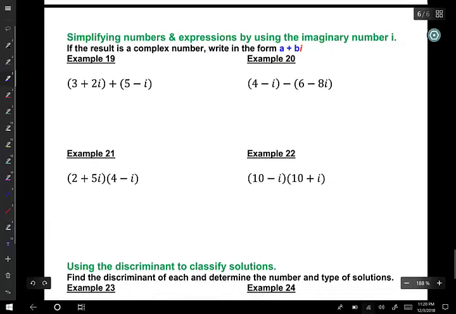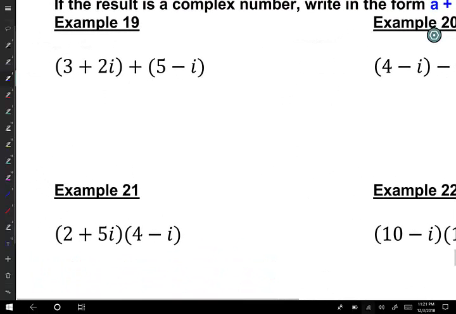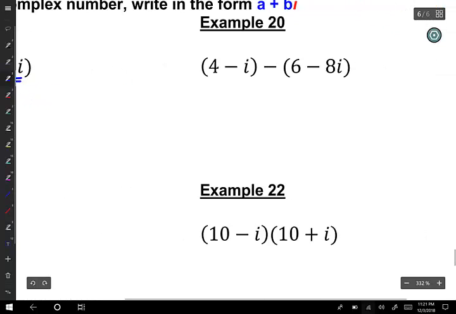Let's go down here now and look at adding and subtracting. On example 19, we're supposed to add them together. So we're going to combine the 3 and the 5 and get 8. We're going to combine the 2i and the -i and get plus i. And so that's our answer, 8 plus i. And that's written as a complex number. You're not going to say 8 plus 1i, but just 8 plus i.